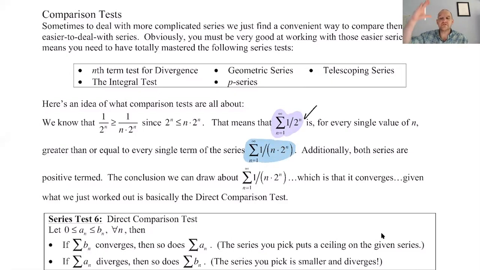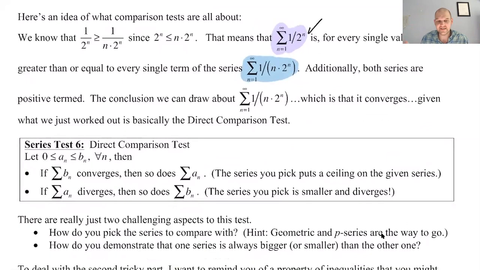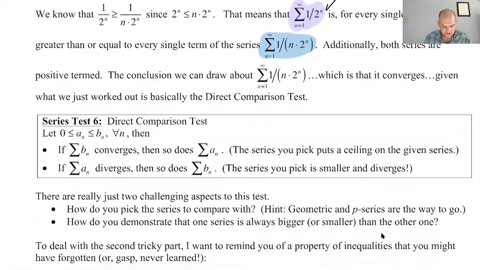It's as if we put a lid on it. Like it was trying to go somewhere and we're like, oh, no. We put a lid on it and we just stopped it. It can't spiral out of control. It must also converge. So that's basically what the direct comparison test says. So let's take a look at the actual verbiage. This will be our 6th series test, and it's called the direct comparison test.